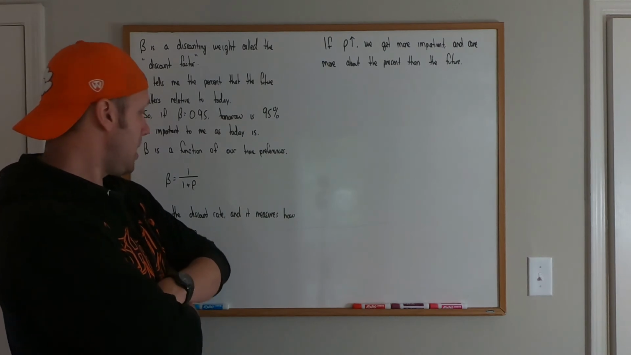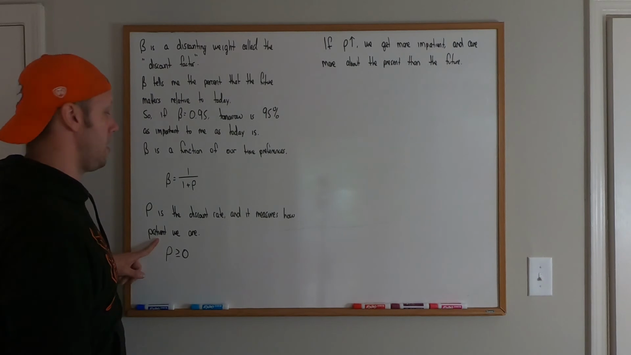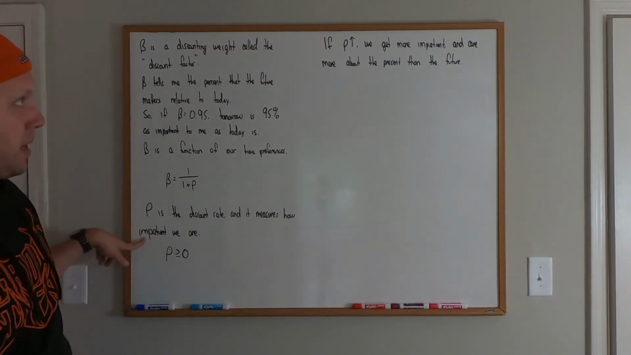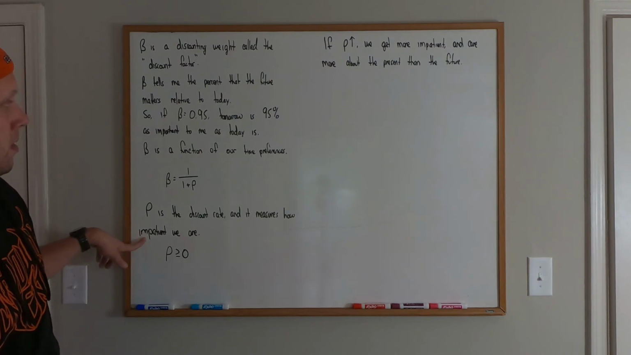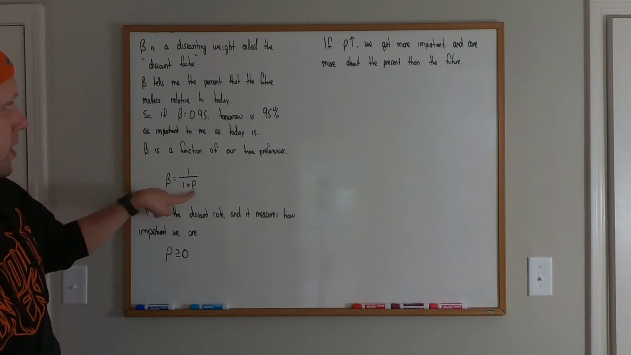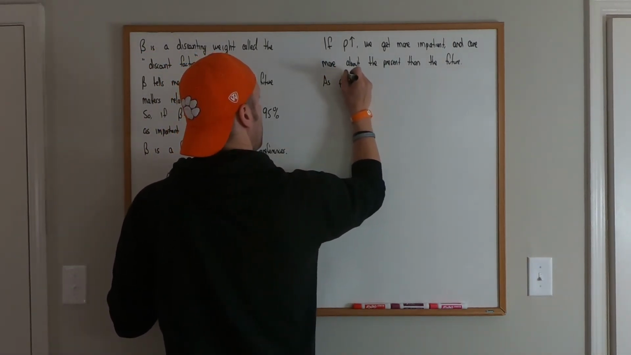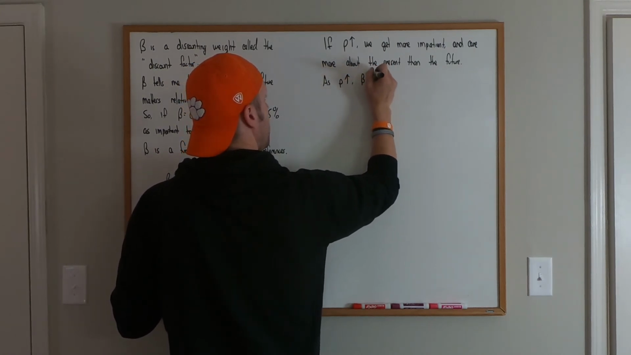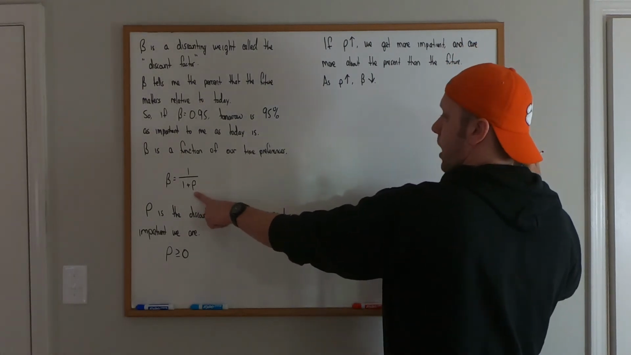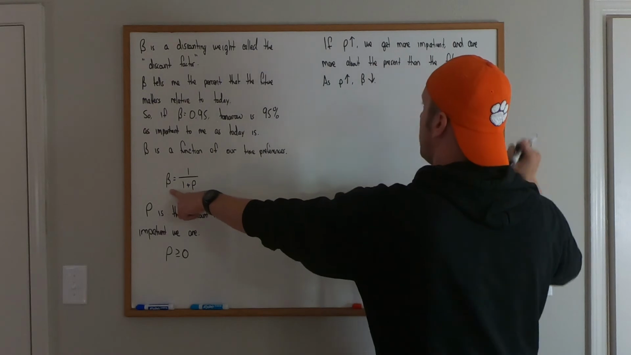So rho tells me not necessarily how patient we are, but more how impatient we are. So maybe what I should do is change that to impatient. And rho is the discount rate. So as rho increases, beta decreases. Why? Well, because fractions. If the denominator gets really big, the whole number gets smaller.